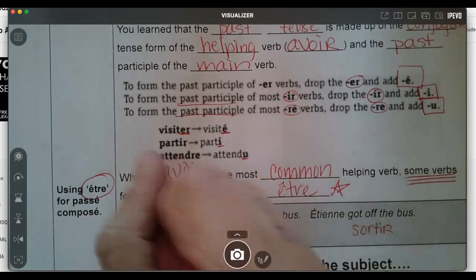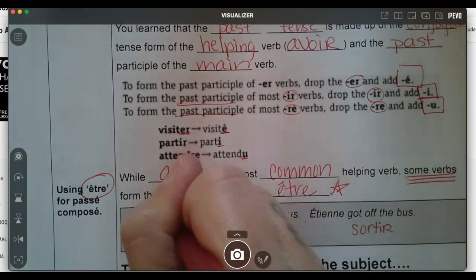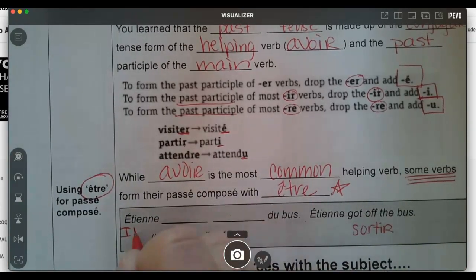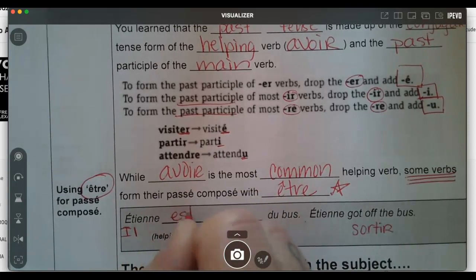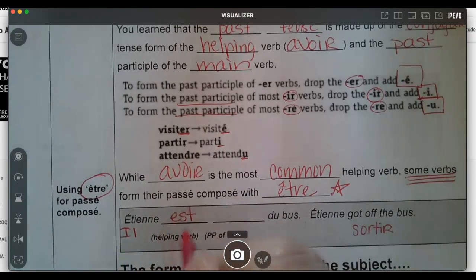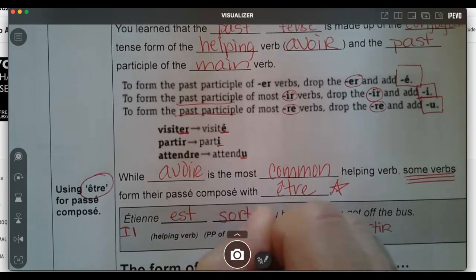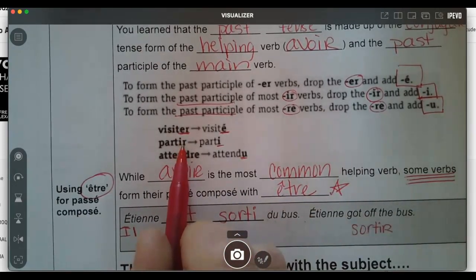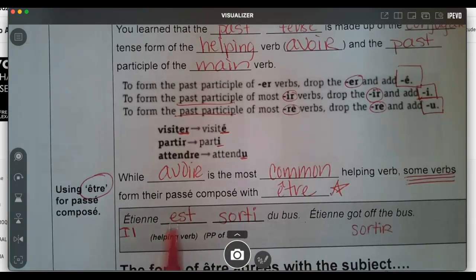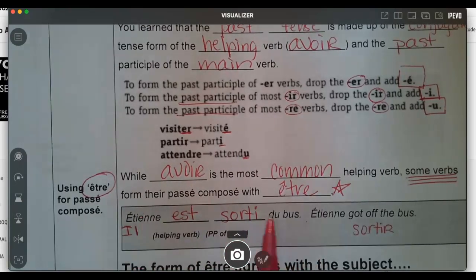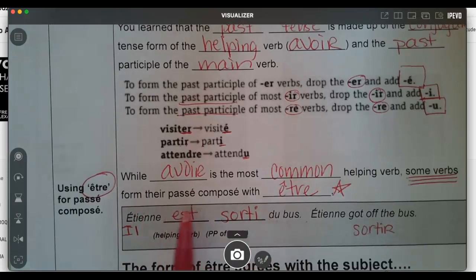So we have to conjugate être for Etienne. Etienne is an il, okay? Il. So il with être is il est, okay? And then we're going to conjugate sortir, which is sorti. It's kind of like these IR verbs, so it becomes sorti. Etienne est sorti du bus. Okay? So it's formed the same. Instead of avoir, we're using être.